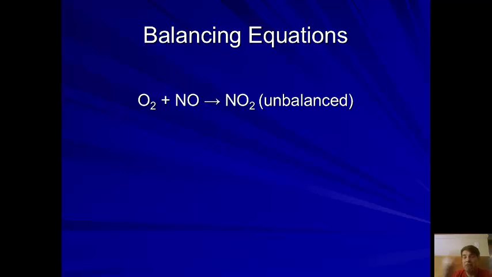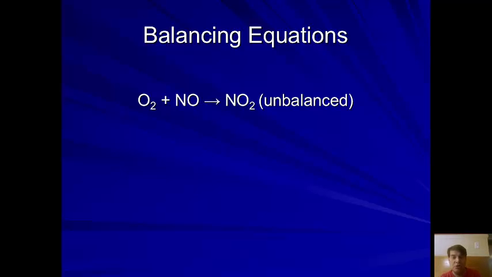It doesn't add up. I have 3 oxygens. Gaseous oxygen tends to be diatomic with 2 oxygens. So the 2 oxygens in the oxygen gas and the 1 oxygen in nitric oxide, that's 3 oxygens.